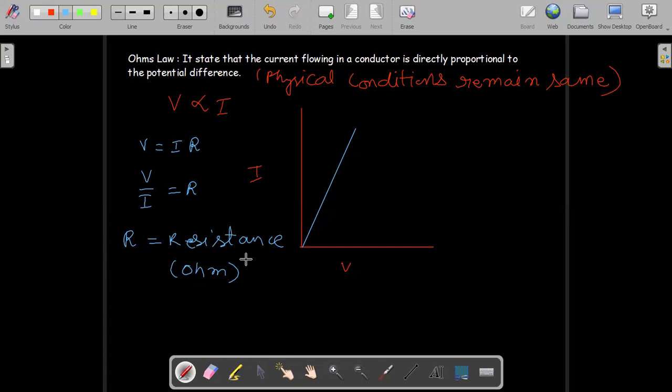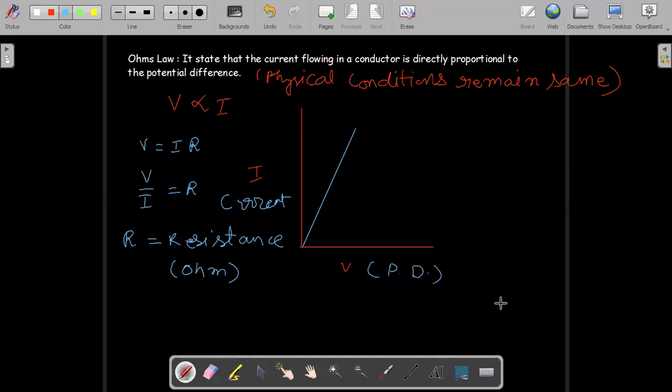R is the resistance measured in ohm. So from the graph, if you find V over I, you'll get the resistance of the conductor, and the resistance of the conductor is measured in ohm. Got it? Anyone having any doubt here? Not today. We'll see the factors on which the resistance of the wire depends. Sir, can you again say what are I and R? I is current, and V is potential difference or voltage.